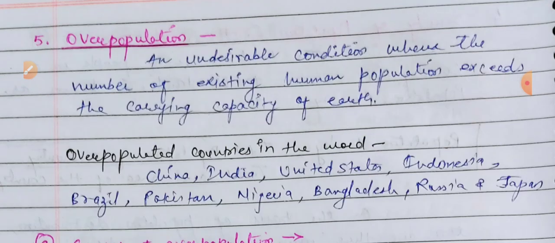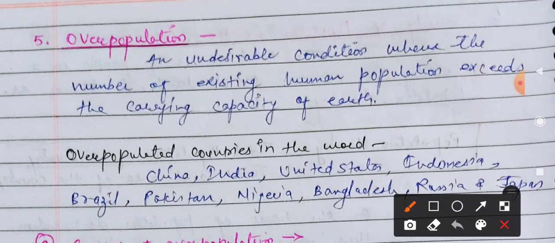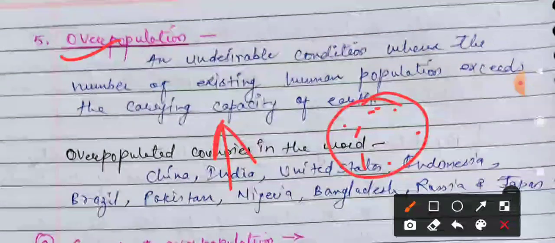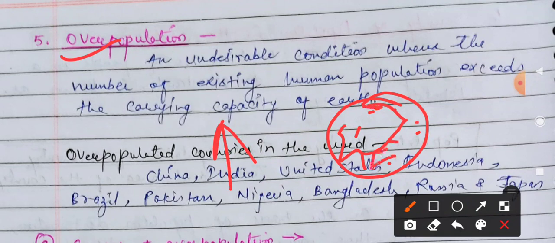Now I am moving to overpopulation. This is the second topic, or it is the fifth part of this topic. Now what is overpopulation? By the word we can easily understand: over. In population, over means more than its capacity. This is the area, and the population is that much high, the space is very less, the area is less, and the population is high. So this condition is called overpopulation.